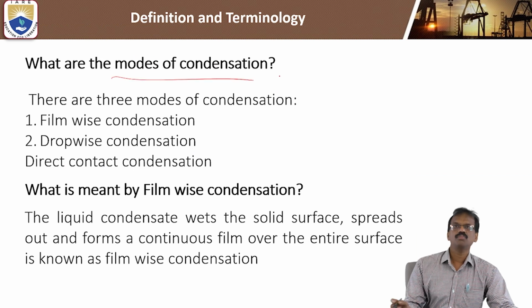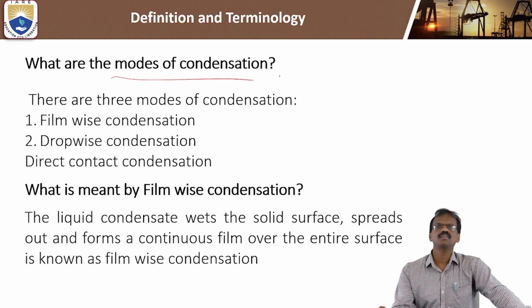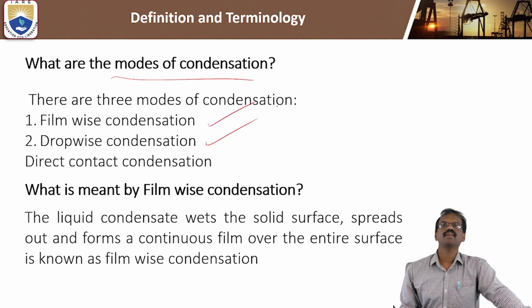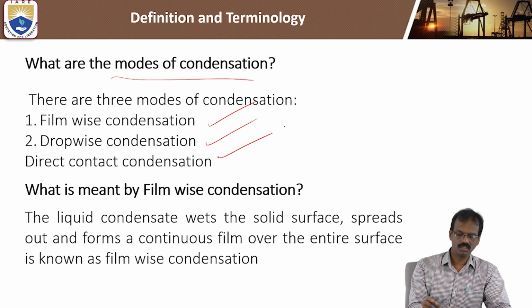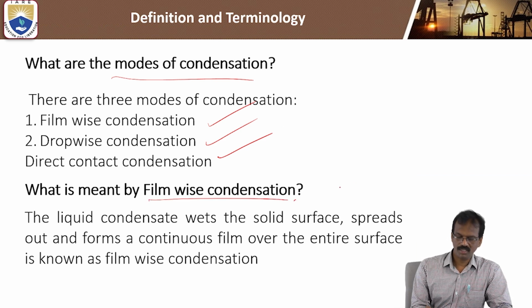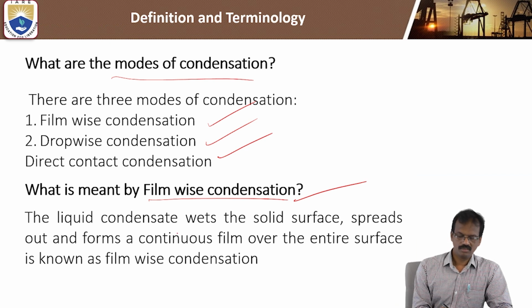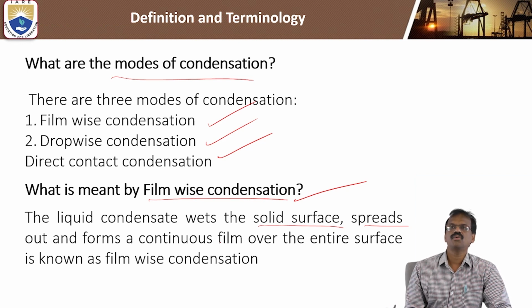What are the modes of condensation? There are three types of modes of condensation: film phase condensation, drop phase condensation, and direct contact condensation. We'll see them one by one. What is meant by film phase condensation? The liquid condensate wets the solid surface, spreads out and forms a continuous film over the entire surface.